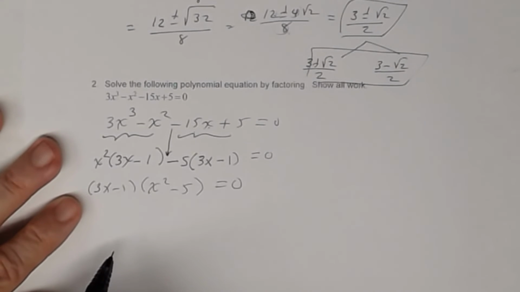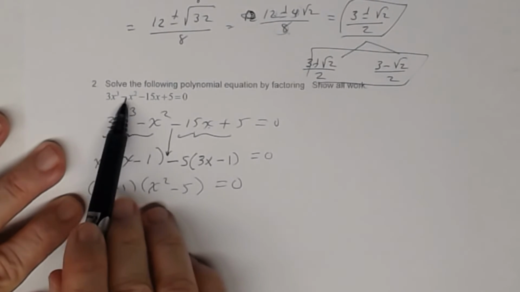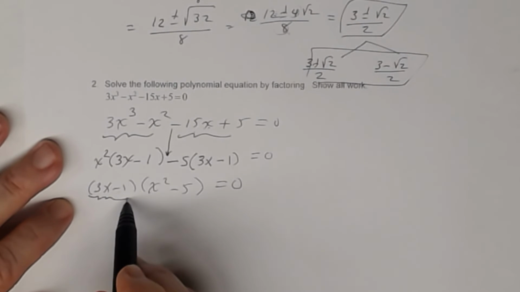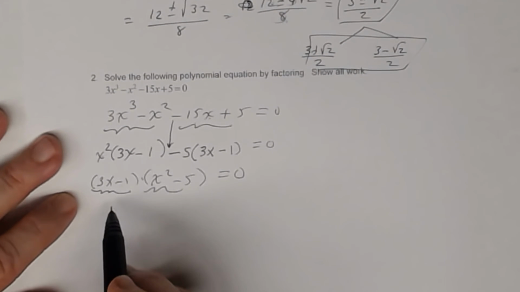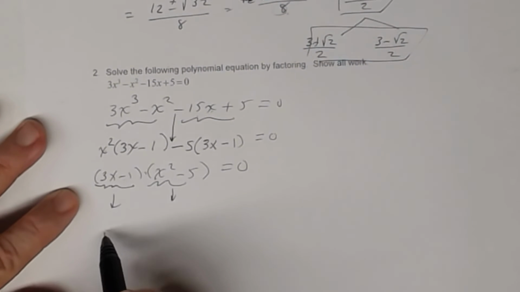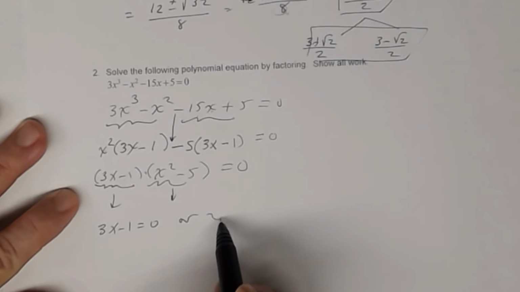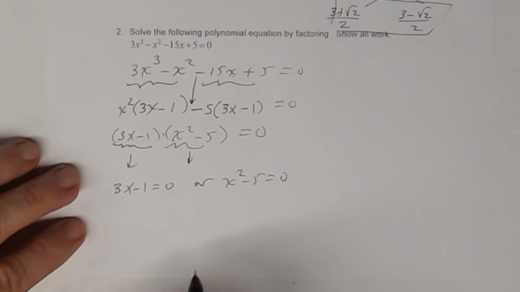So I factored this, so this right here can be factored as 3x minus 1 times x squared minus 5. Now remember, I'm trying to solve for x, right? I'm trying to solve for the variable here. So I got to get x by itself. At this point, I notice that I have 2 factors whose product is 0. So one of those factors has to be 0. So either 3x minus 1 is equal to 0, or x squared minus 5 is equal to 0. I got to find all the possibilities.